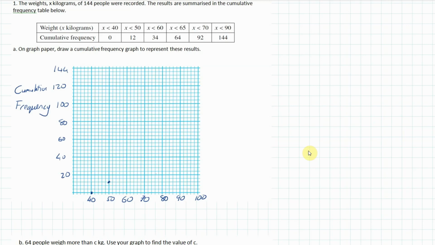And then at 60, we've got 34, so 34 would be 28, 32, sort of about there, I think. And then we're 64 by the time we get to 65.5, which is about here, so 64. Just make sure you're reading this carefully, because I was about to go up to 70, so that point is there. And then less than 70, we're up to 92. So that's 80 plus 12, which is here, that point.